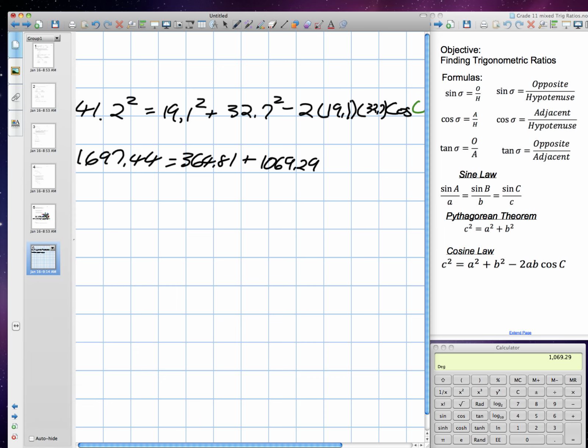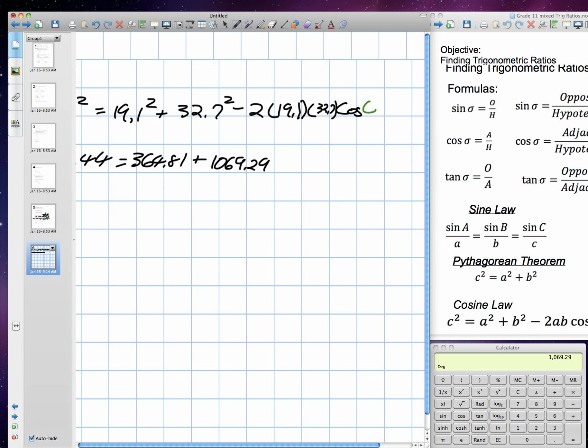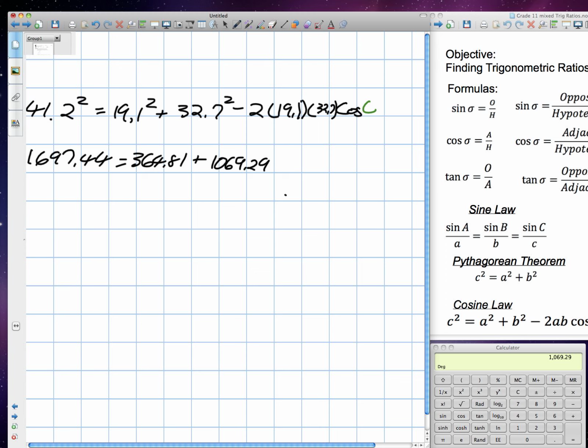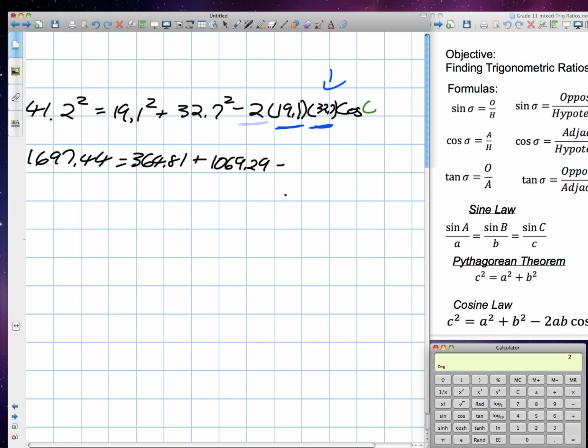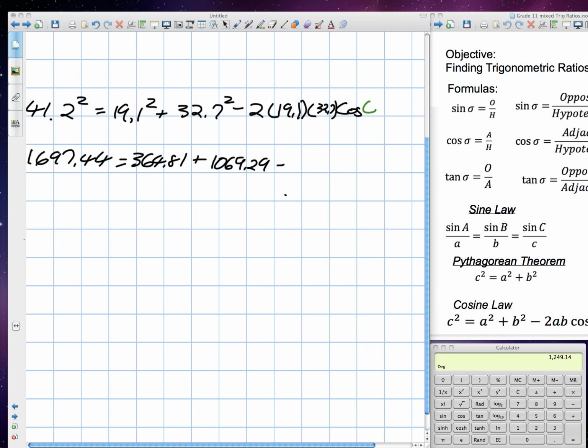Then I'm going to equate what we have here. 2 times 19.1 times 32.7. I know that's really squished in there, okay? So we have 2 multiplied by 19.1 multiplied by 32.7. That gives 1,249.14. Okay? So we keep that subtraction sign, we bring that down, and we have 1,249.14. We still have cos C here. Okay?